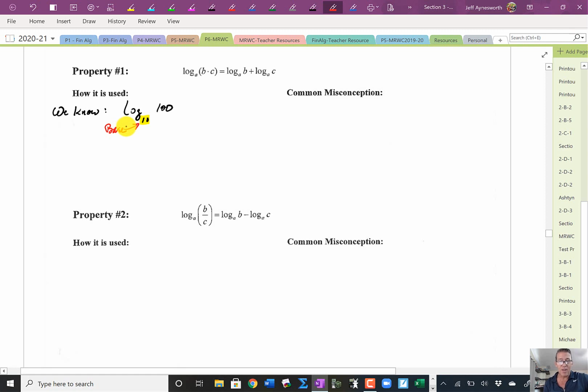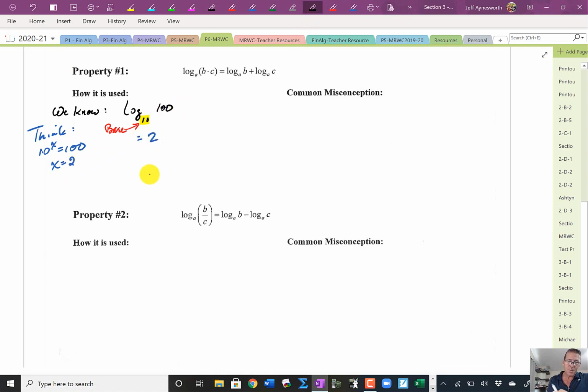You take the base and you ask yourself, 10 to what power? This is what you're thinking here. 10 to what power gives you 100? And the answer is obviously 2. 10 squared is 100. So x has to be 2, so this has to be equal to 2. So I'm going to write down a 2 here. So log base 10 of 100, that's how you say it. Log base 10 of 100 is equal to 2.